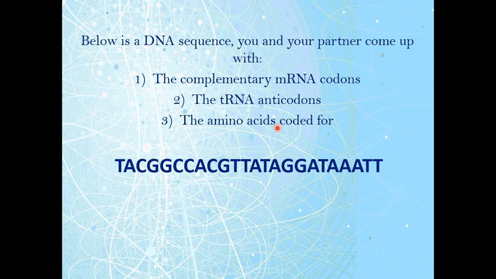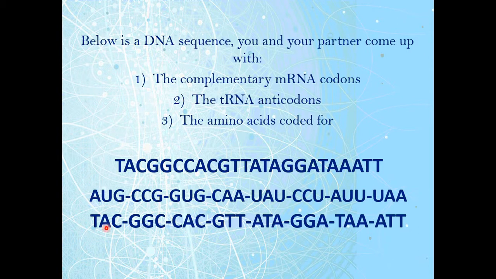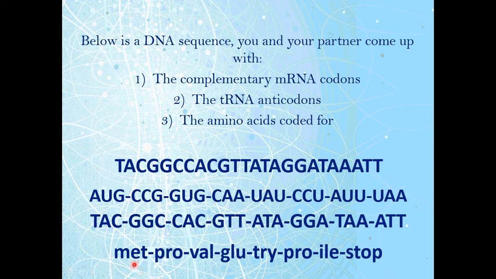Now that you've done that, check your work. So the complementary mRNA codons for this strand are as such: AUG, CCG. Notice that there's U's instead of T's. That's because this is RNA rather than DNA. This would be the complementary tRNA codons. But on the table, we're looking at the RNA. So the mRNA sequence would be methionine, proline, valine, glutamine, triazine, proline.